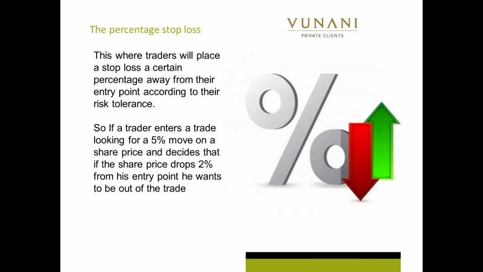So the percentage stop loss, quite basic. This is where a trader will place a stop loss a certain percentage away from the entry point according to their risk tolerance. So what I'm saying really, as an example, if a trader enters a trade looking for a 5% move on a stock, he decides that if the share price drops 2% from his entry, he wants to be out of the trade. Plain and simple, it's all in percentages. He wants to make 5.